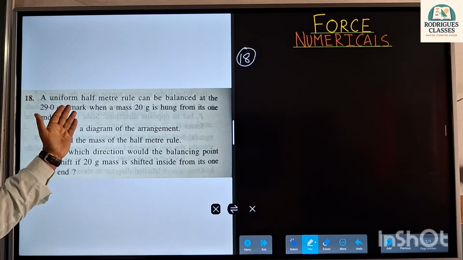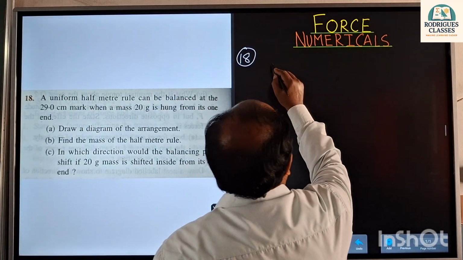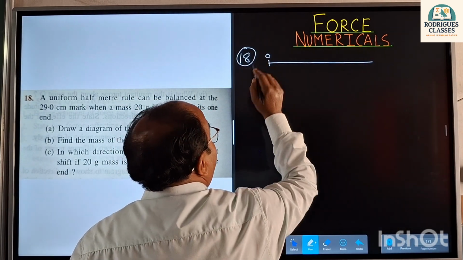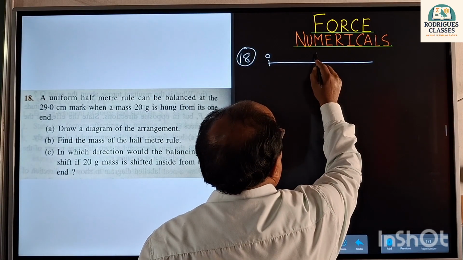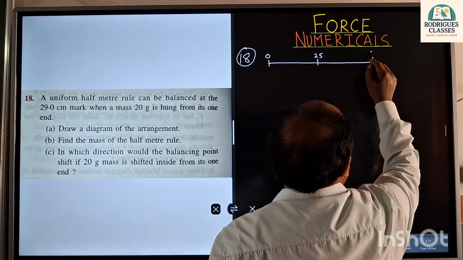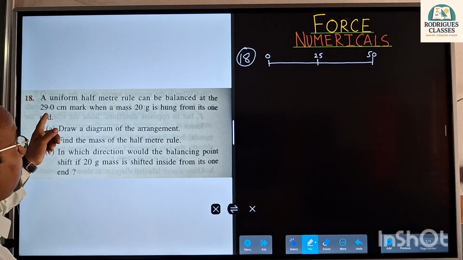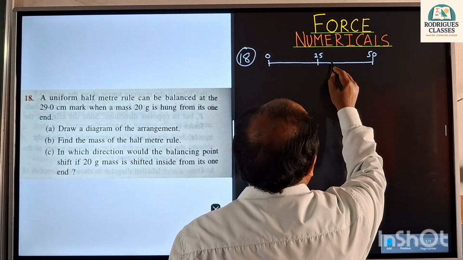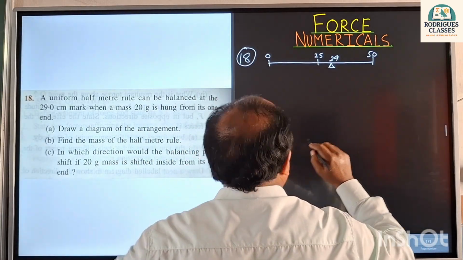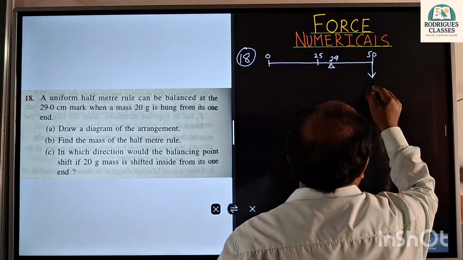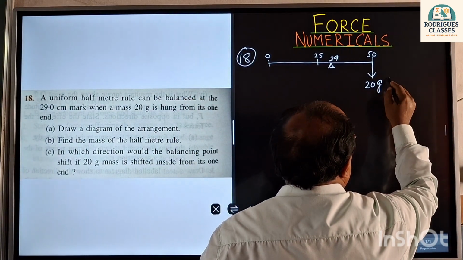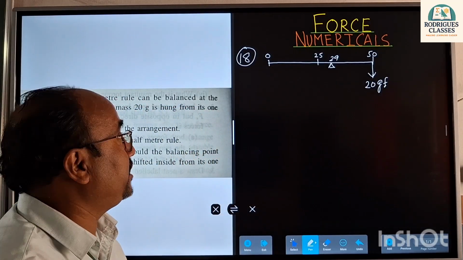Okay, we will see it part by part, but first of all, the diagram. Remember, again, it is a half meter rule. So first is 0, then half of 50 is 25, so at 25 centimeter, and then the end is 50. It is balanced at the 29 centimeter mark, so this is my 29. The weight of 20 gram is at one end. It has to be at this end because the arm is longer before the balancing point. 20 gram is told, so I will write the weight as 20 GF.